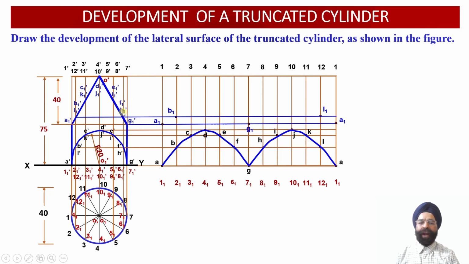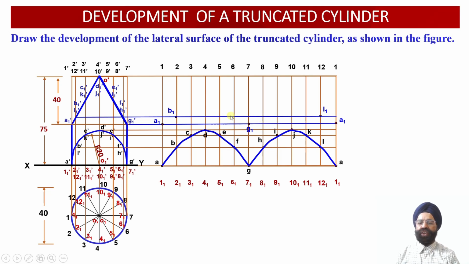So these 2 points, F1 dash and H1 dash, happen to lie on the vertical generators 6 dash, 6 1 dash and 8 dash, 8 1 dash. Once we draw a horizontal projector through F1 dash and H1 dash, let us evaluate the intersection of this horizontal generator with 6 6 1 and 8 8 1.